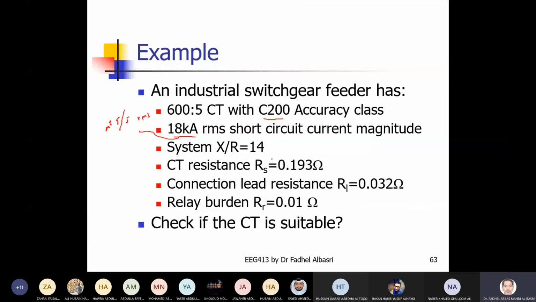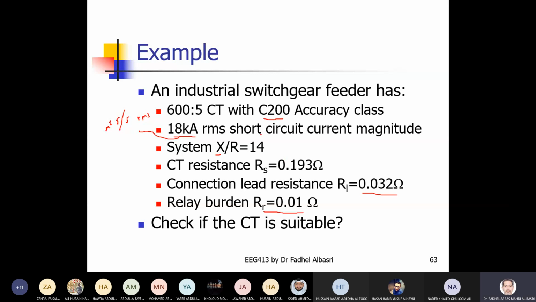The X/R ratio is 14. X is the reactance from the source to the fault point, and R is the resistance from the source to the fault point, including the source impedance. The CT resistance at the secondary side, the connection lead resistance, and the relay burden are given, and we check whether the CT is stable or not.